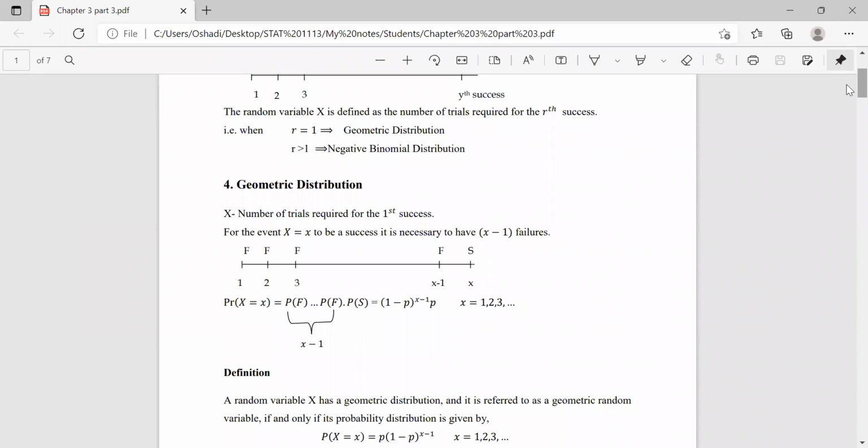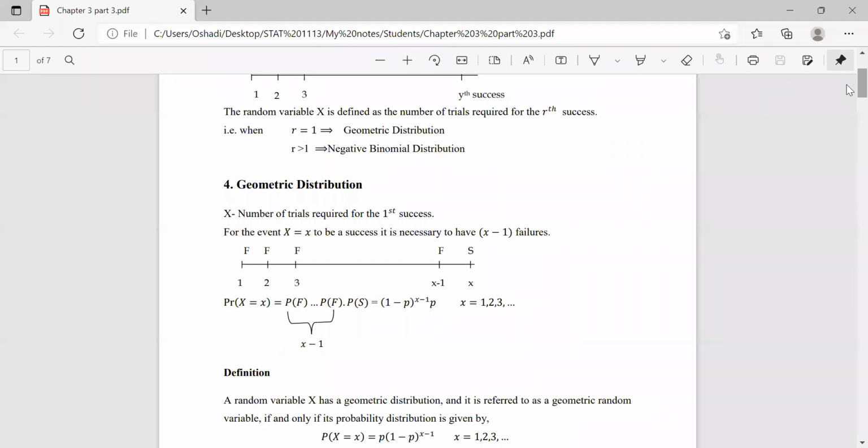So here the random variable we are assigning is the number of trials required for the first success.